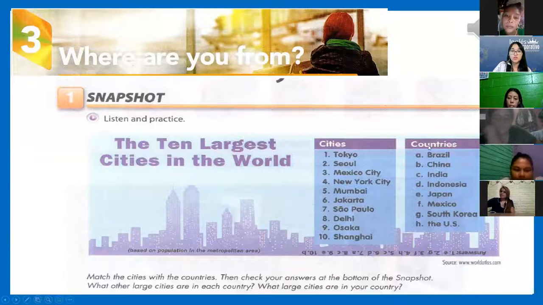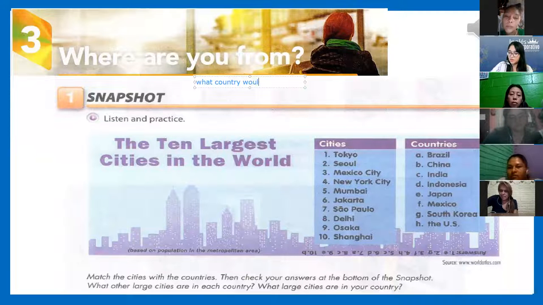Tenemos entonces the countries. Los países, countries. Tenemos Brazil, China, India, Indonesia, Japan, Mexico, South Korea, and the US. Countries, los países, right? ¿Qué país les gustaría visitar? What country would you like to visit? What country, guys?